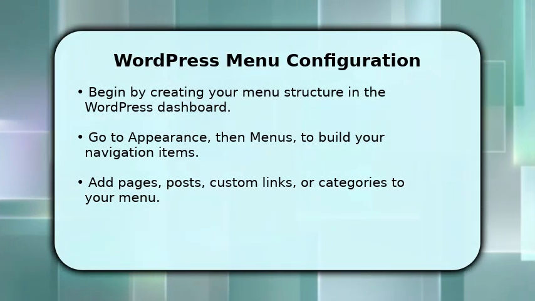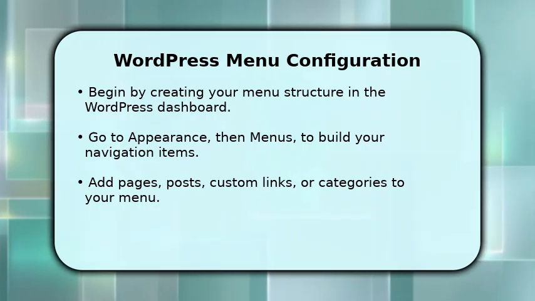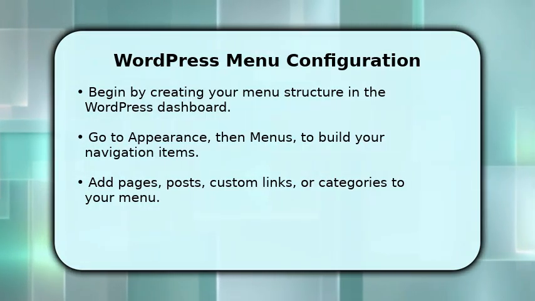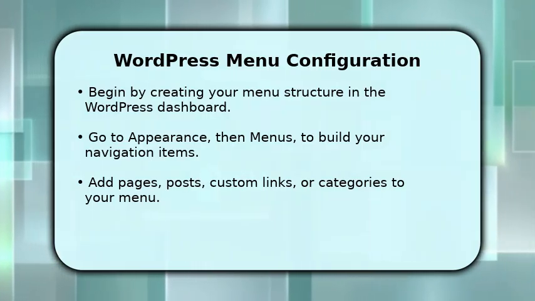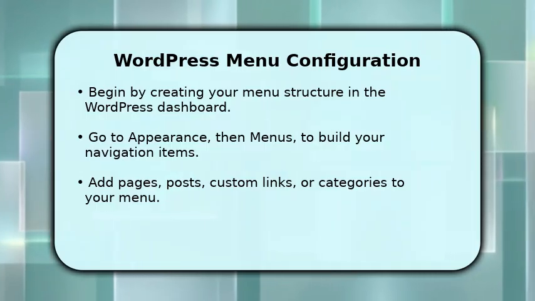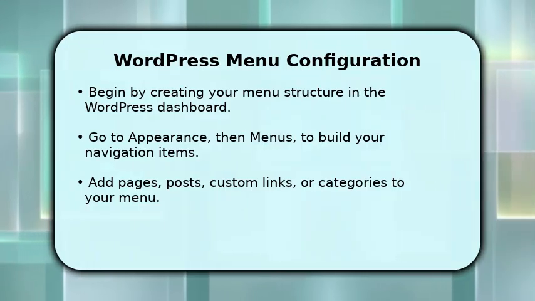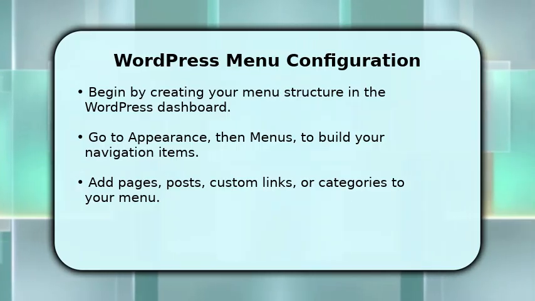Before diving into Elementor, you need to set up your menu in WordPress. Navigate to your WordPress dashboard, then find Appearance and click on Menus. Here, you can create a new menu and add all the pages, posts, or custom links you want to include. Give your menu a clear name, like Main Menu or Footer Menu, and save it. This foundational step ensures your menu content is ready for Elementor.